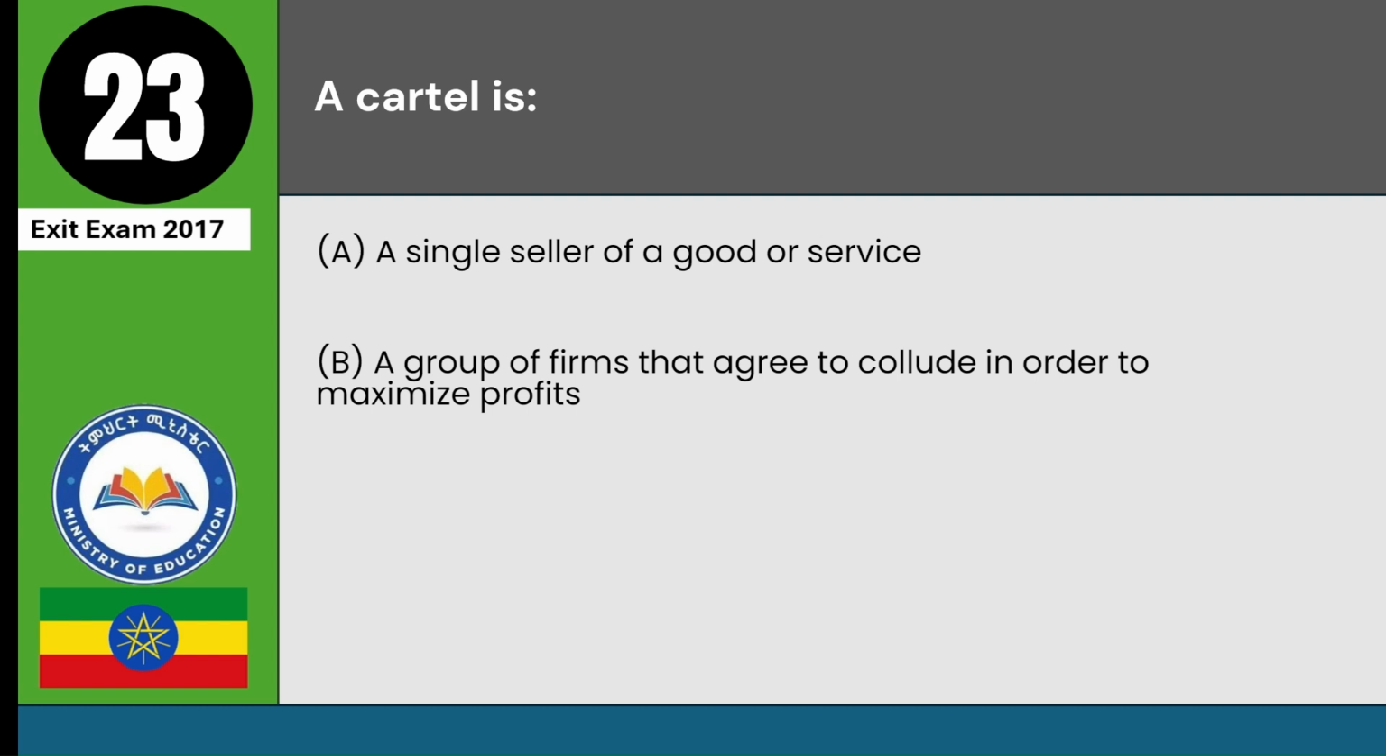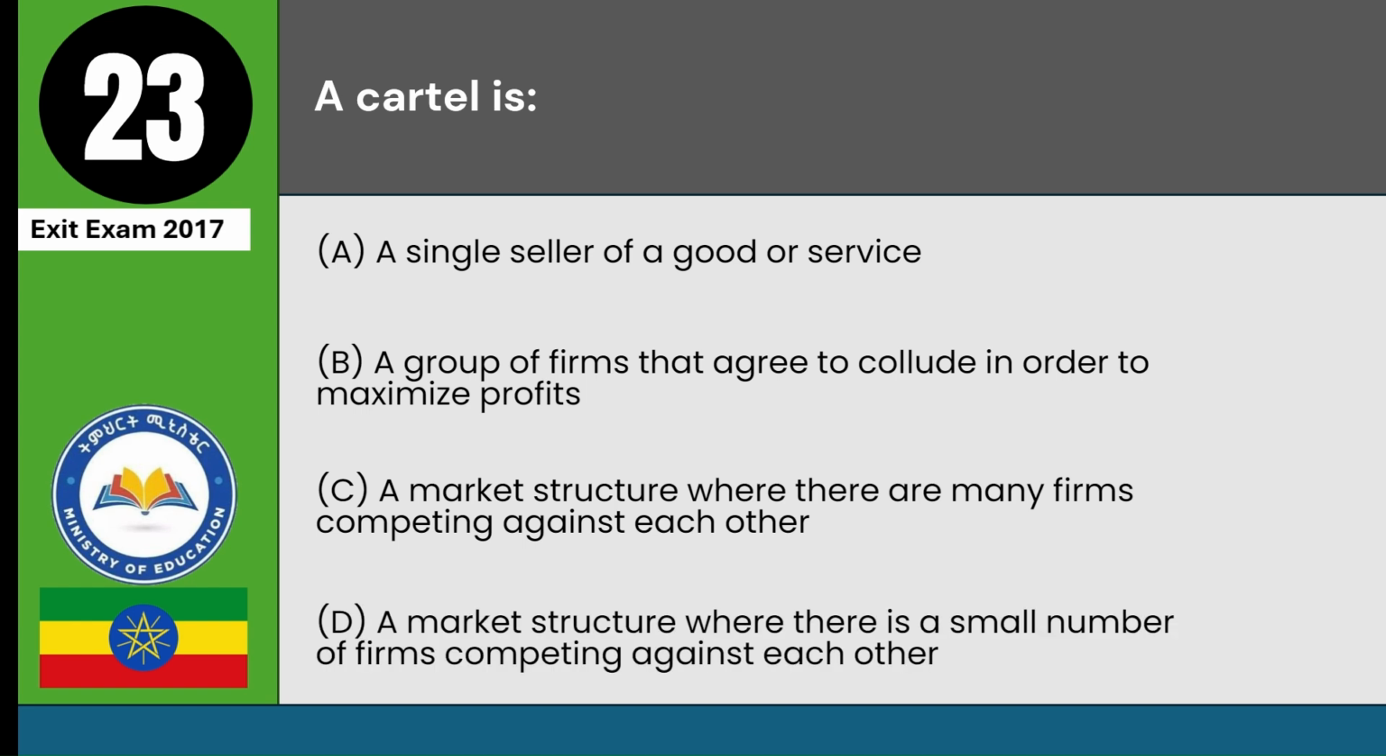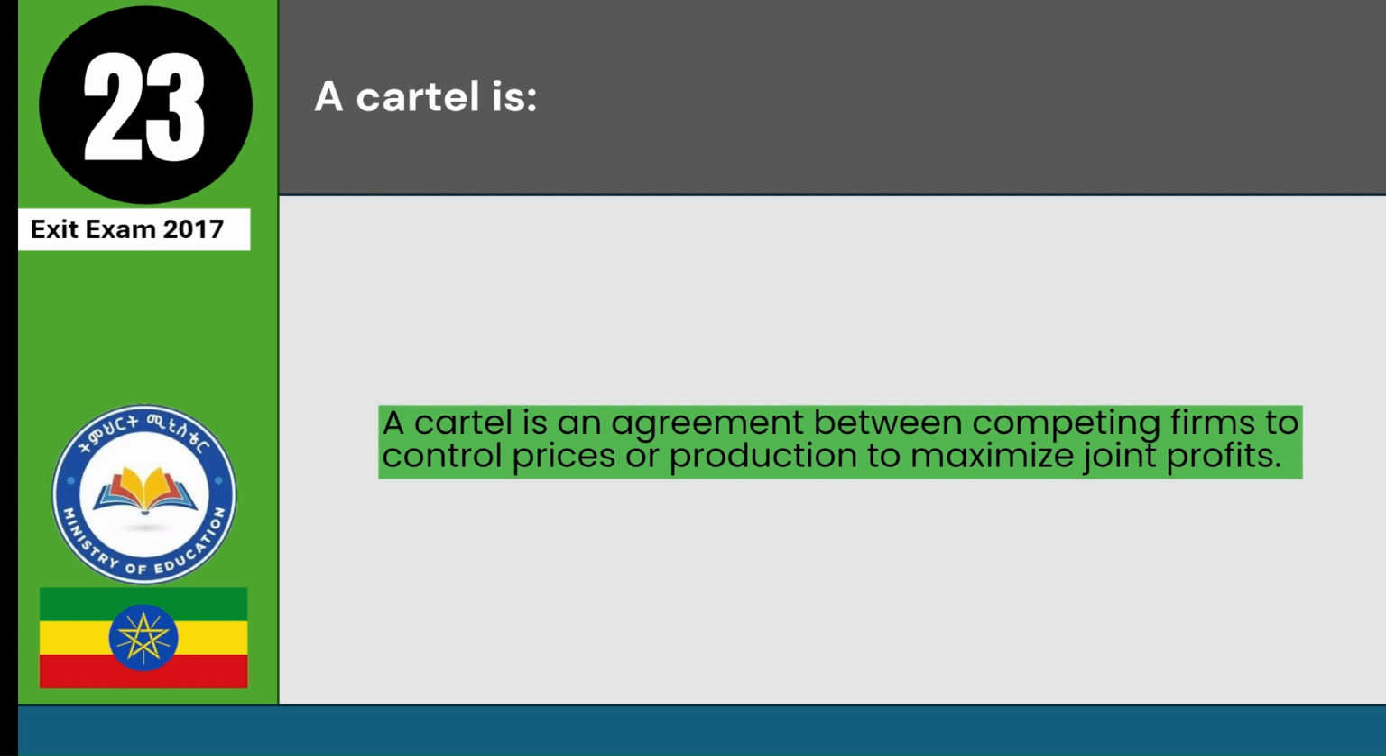A cartel is A. A single seller of a good or service. B. A group of firms that agree to collude in order to maximize profits. C. A market structure where there are many firms competing against each other. D. A market structure where there is a small number of firms competing against each other. Answer B. A cartel is an agreement between competing firms to control prices or production to maximize joint profits.